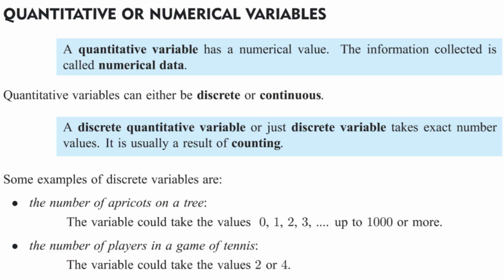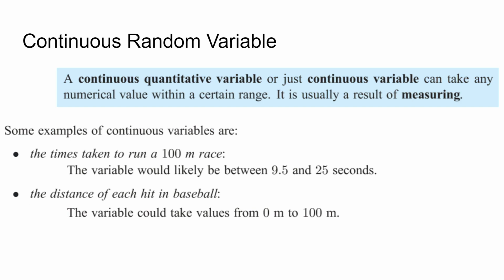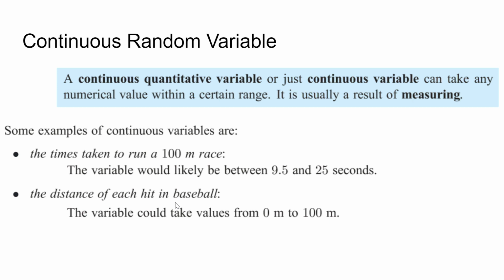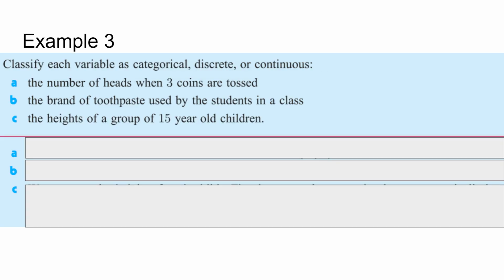If you're talking about a continuous random variable, that's something that you generally measure. How much time does it take to run a 100-meter dash? What was the distance you hit a baseball? It could take any value on a given interval. You're not counting it, you're measuring it. So that's the difference between discrete and continuous. And those distinctions only apply when you're talking about quantitative variables.